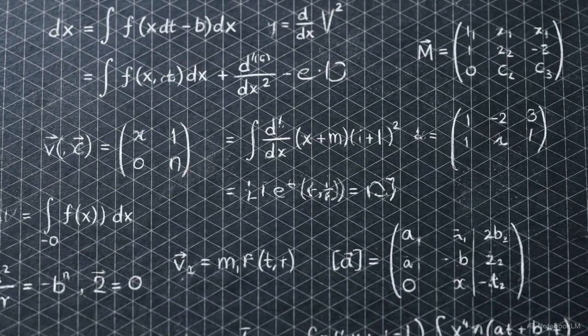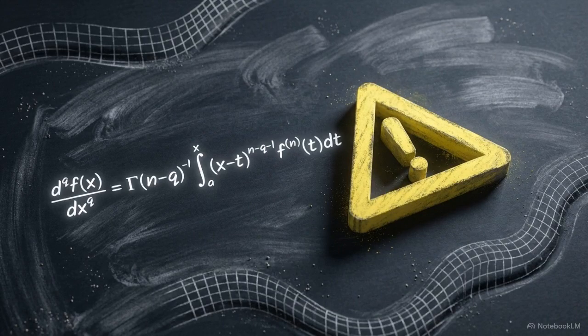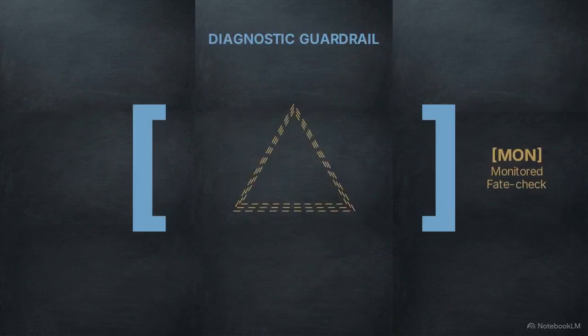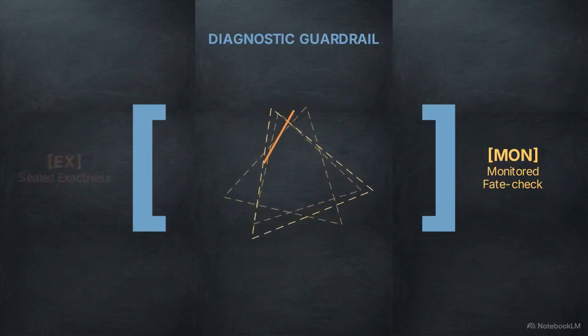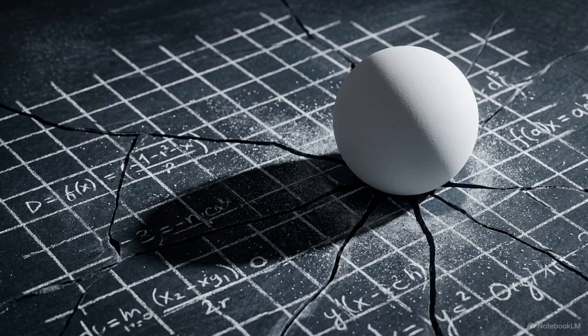Because the linear integral resolves with zero residual, the framework categorizes it under the apex epistemological status, sealed exactness. Because the fractional integral carries boundary tension, it receives the classification of monitored fate check. It acts as a diagnostic guardrail, representing a highly precise geometric phase mirage rather than a sealed limit. Mathematical ontology requires us to distinguish absolute invariance from the active, tension-filled shadows cast onto a fractured metric.